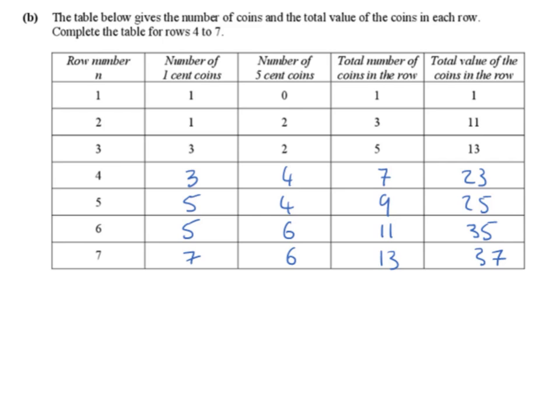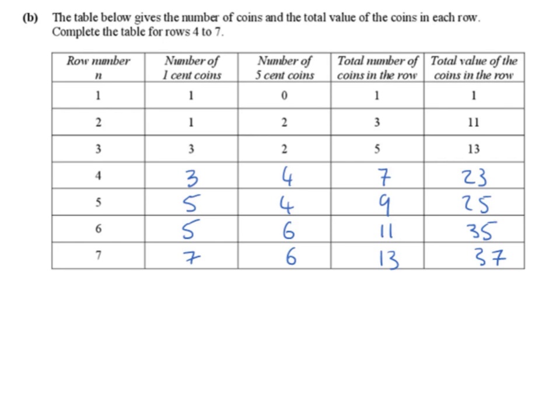In the fifth row, we add on another 2 1-cent coins to get 5 1-cent coins, and we've got the same number of 5-cent coins. 5 plus 4 makes 9 coins in total, and then 4 multiplied by 5 is 20, plus 5 is 25 cent in total. In the sixth row, we still have 5 1-cent coins, and then we add on another 2 5-cent coins to get 6. 6 plus 5 makes 11 coins in total, and 6 multiplied by 5 is 30, plus 5 is 35 cent in total.